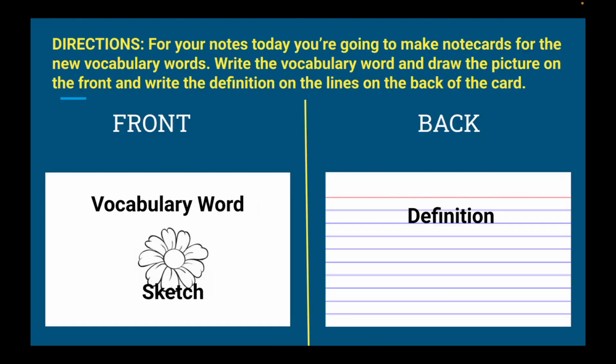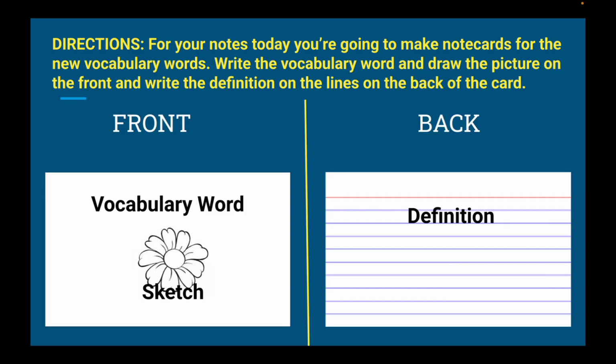So it's time to make your cards for today. I'm making this video so that you can make your cards as fast or as slow as you want to. Remember, for your cards, on the white part on the front, this is where you write the word and where you draw the picture. On the back is where you put the definition.